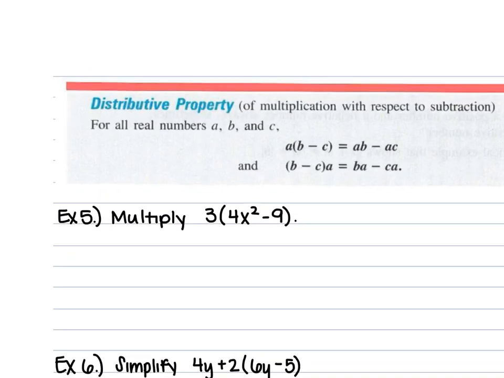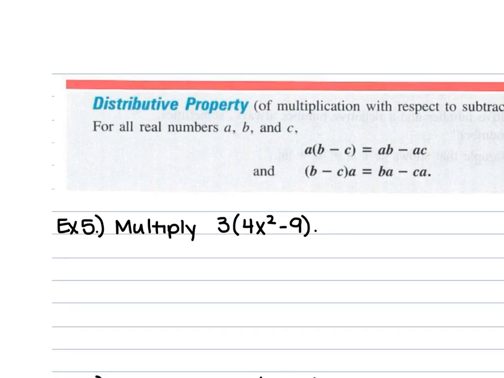For our next example, we are actually going to use order of operations here. If we can simplify inside those parentheses, we will do so. If not, we will just distribute. So if we look at example 5, we have 3 times 4x squared minus 9. The 4x squared minus 9 is going to stay the same because they're not like terms, so you cannot simplify that. So you're going to distribute in that 3.